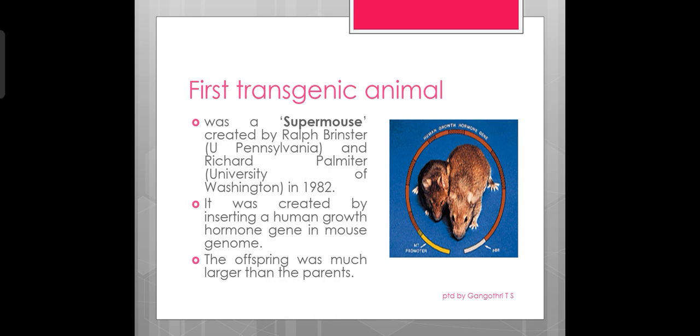Mouse is the common transgenic animal for experiments. Other animals include pig, goat, cow, sheep, fish, etc.